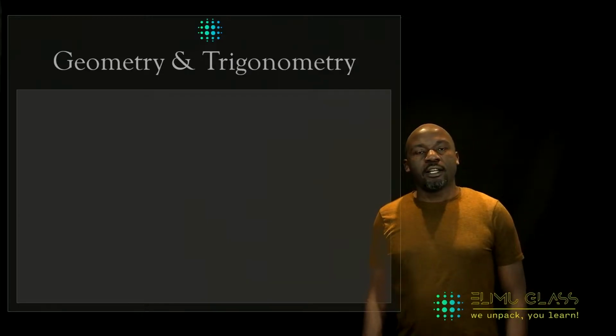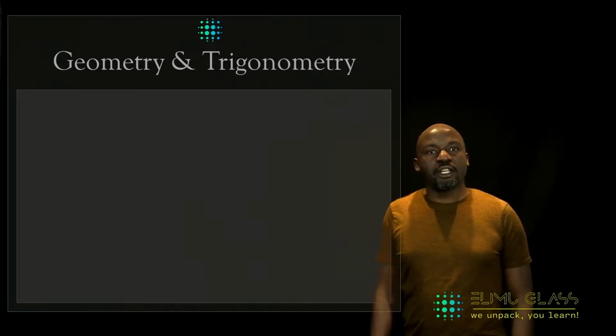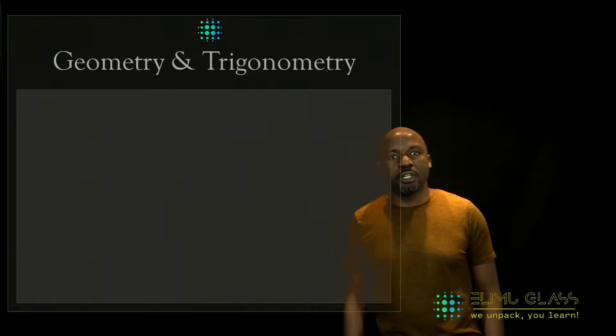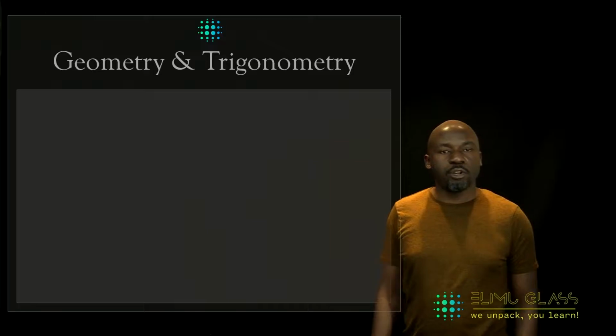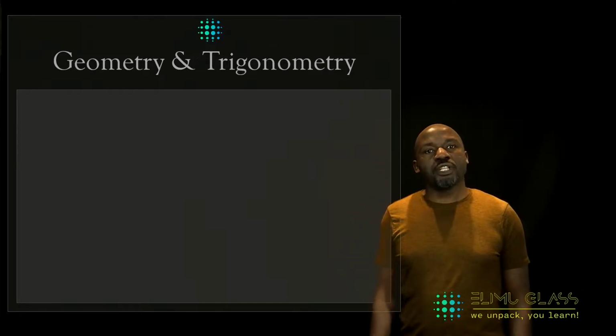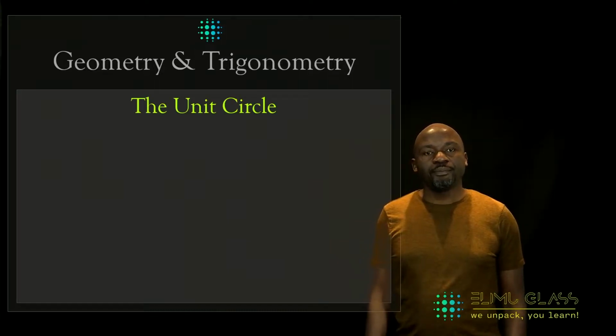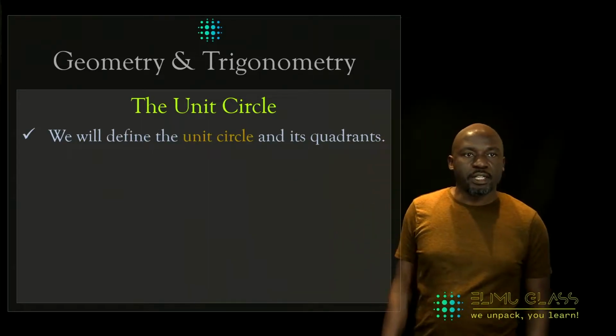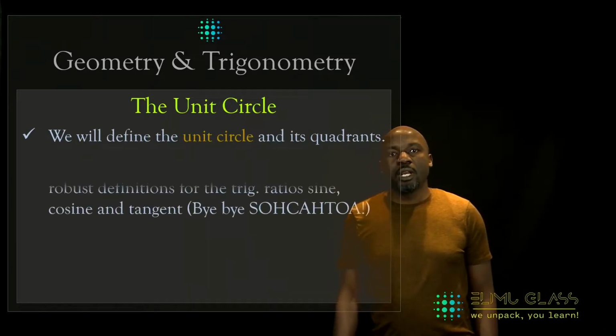Hi guys, welcome to another session of trigonometry and geometry, that is unit 3 of the IB diploma. In this session we will be introducing the unit circle. In introducing the unit circle we will define the unit circle and its 4 quadrants.